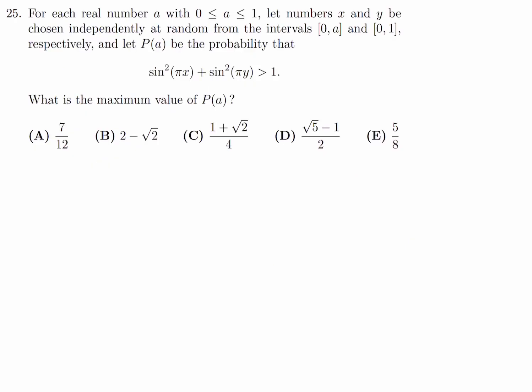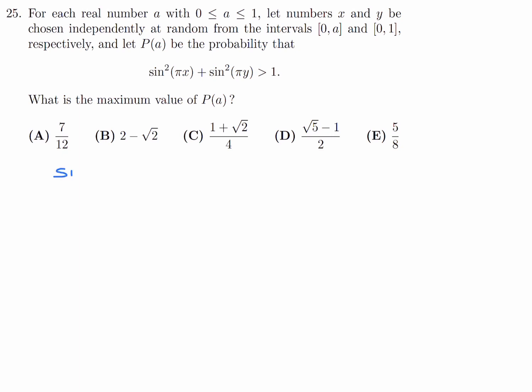For each real number a with a between 0 and 1 inclusive, let numbers x and y be chosen independently at random from the intervals [0, a] and [0, 1] respectively, and let P(a) be the probability that sine of pi x squared plus sine of pi y squared is greater than 1. What is the maximum value of P(a)?